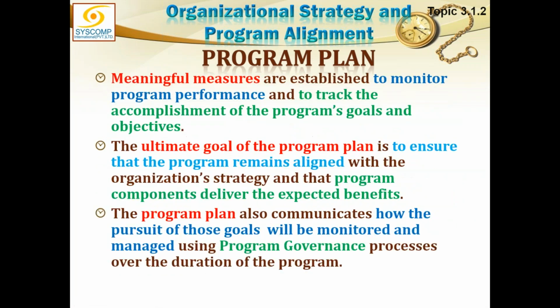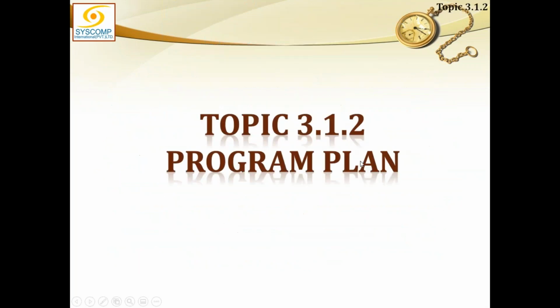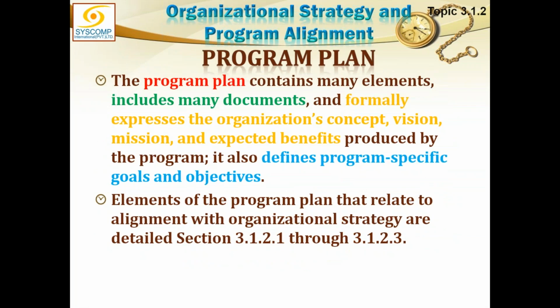And ultimately, number 4, where is the number 4? Were there only 3? Yeah, there were 3. So the program plan will basically consist of these 3 things only, right?